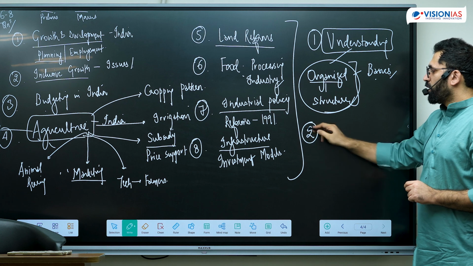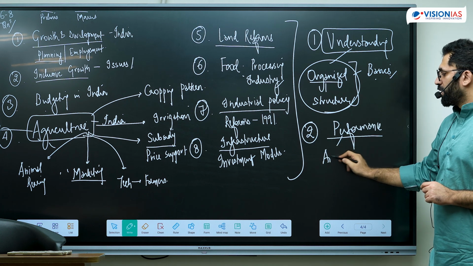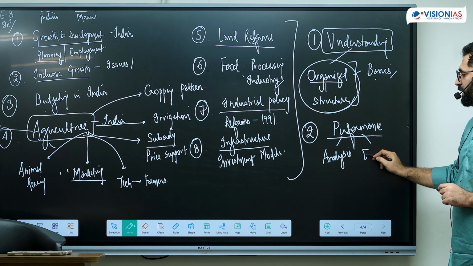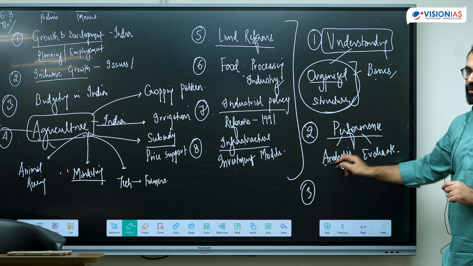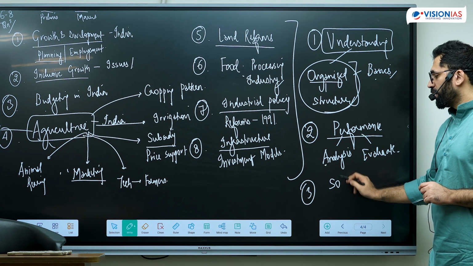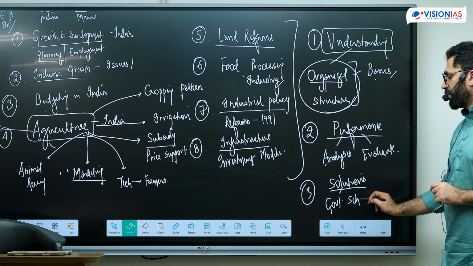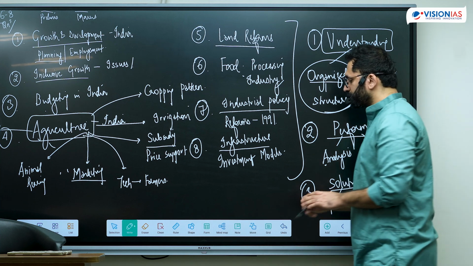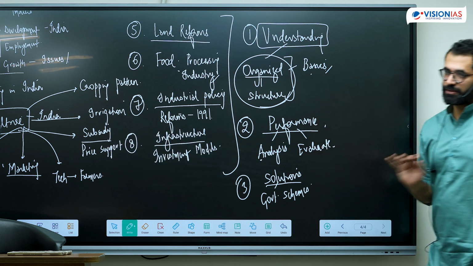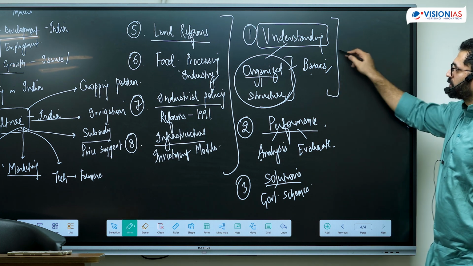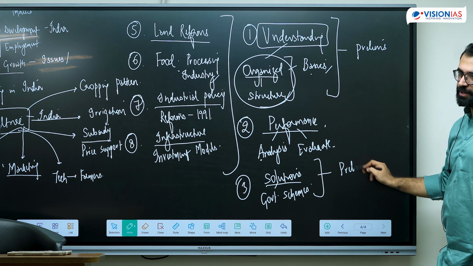The second is where you have to analyze its performance. This is where you analyze and then you evaluate. The third stage is, once you've analyzed the performance, you've evaluated the performance, you will work on solutions. Solutions are what are the level of government schemes. Now in this whole part, the three stages of preparation of these topics, the understanding is what is going to be tested in prelims. And solutions is what is going to be tested in prelims.